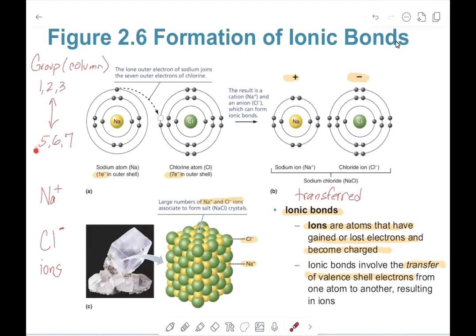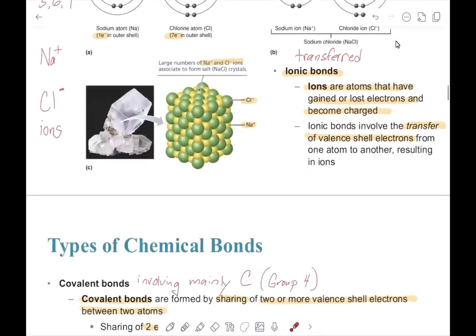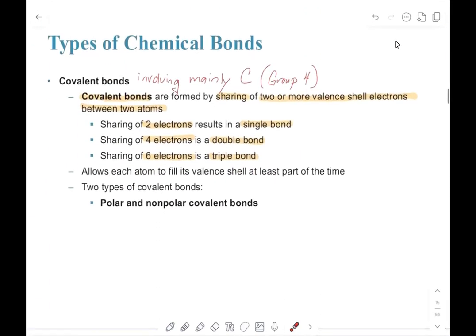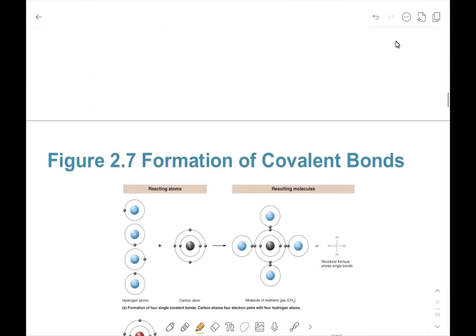If it's in group 5, it has five valence electrons. Group 6, six valence electrons. 7 is seven valence electrons. So for covalent bonds, it usually involves carbon. And there are two subtypes of these covalent bonds. There are polar and nonpolar. And we'll see that coming up.